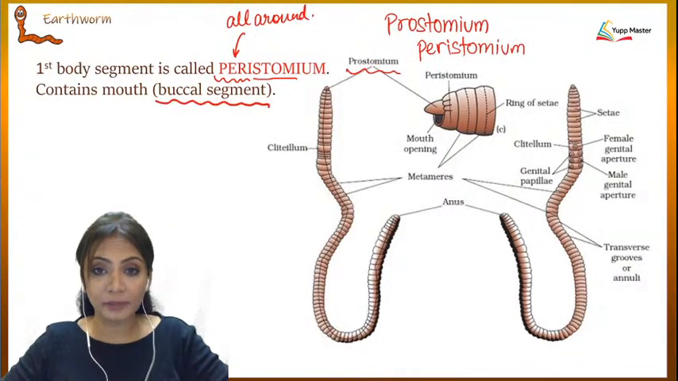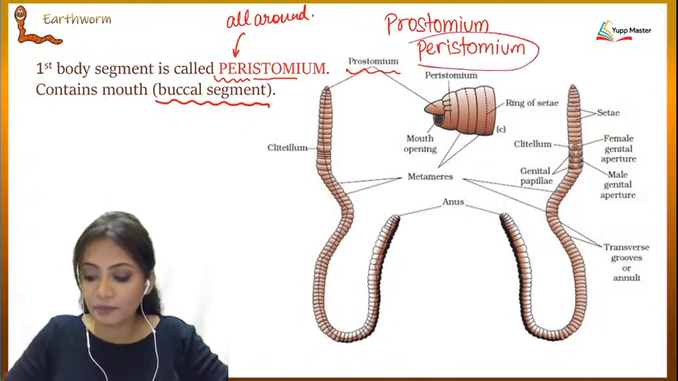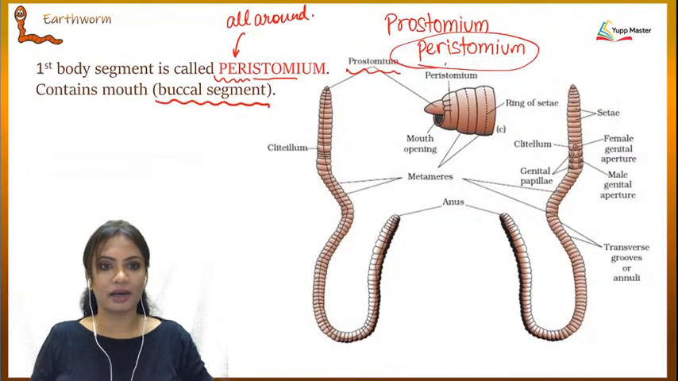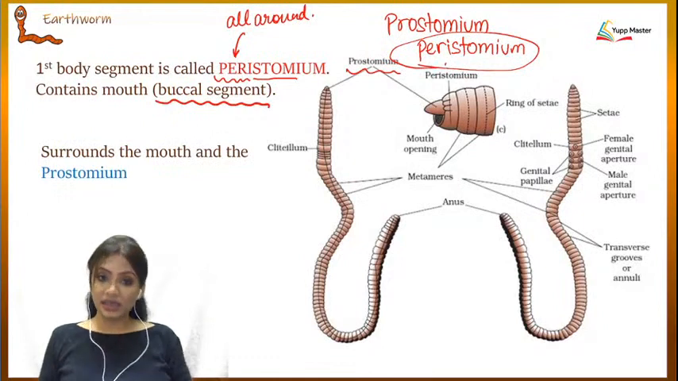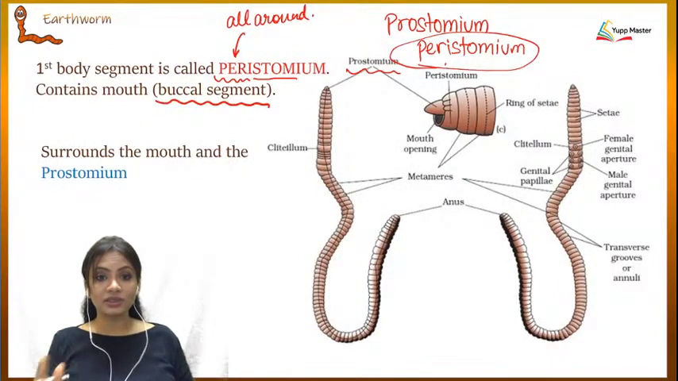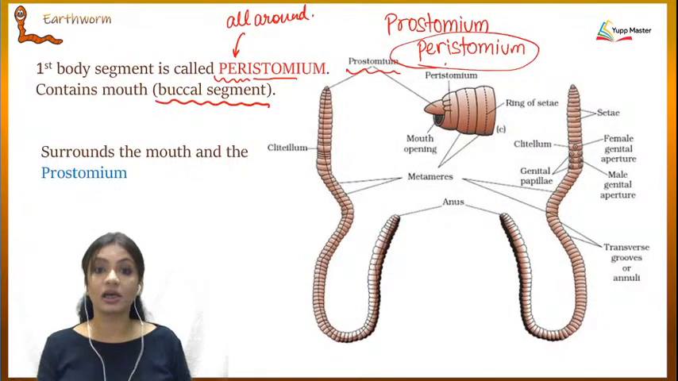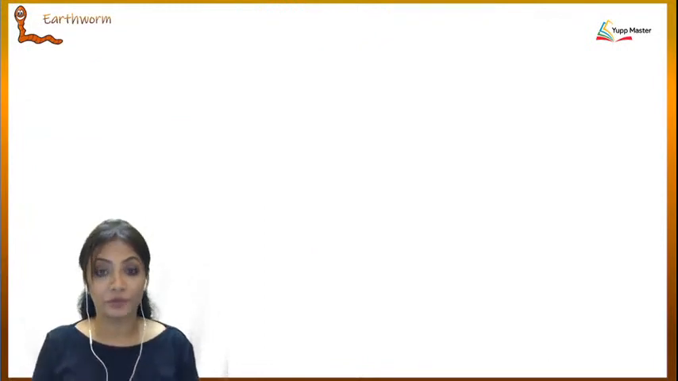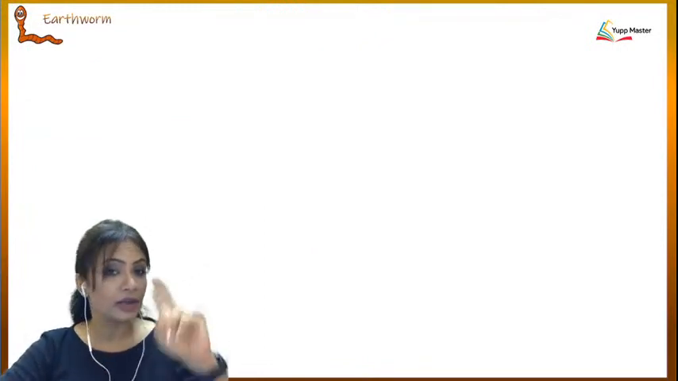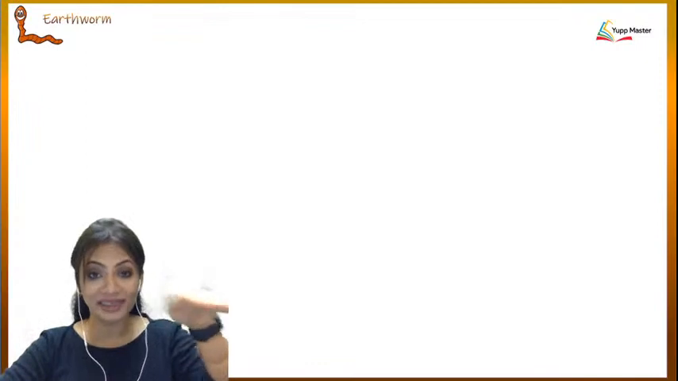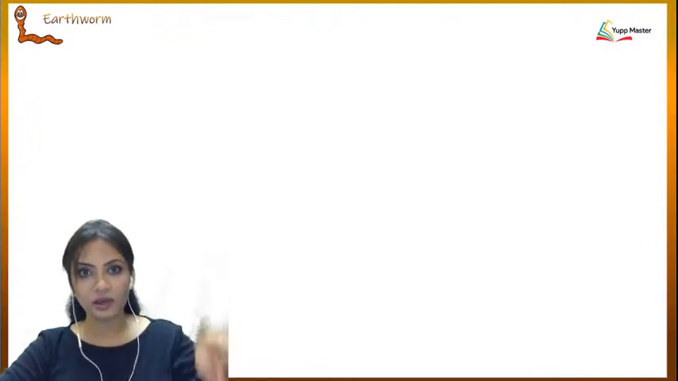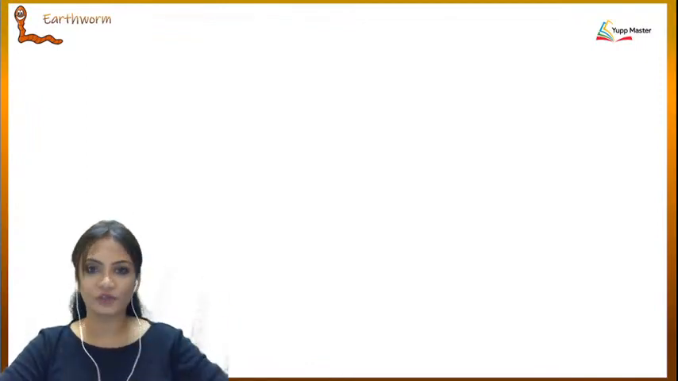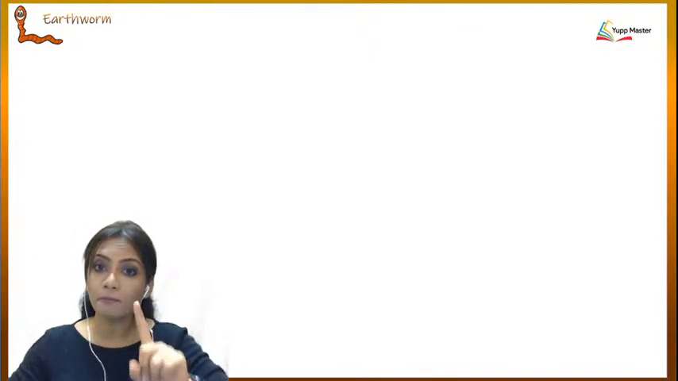The very first segment of the earthworm is called the peristomium, which contains the mouth. Alright, so we see here that the peristomium surrounds the mouth and also surrounds the prostomium. I hope these two words are clear. First word, prostomium, that is the flap. Second word, peristomium, that is the first segment, which contains the mouth.